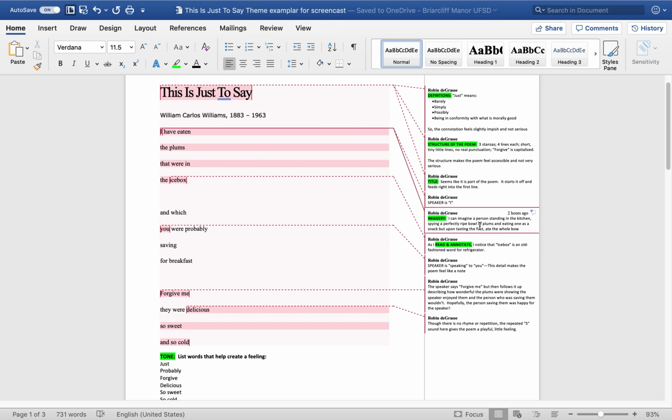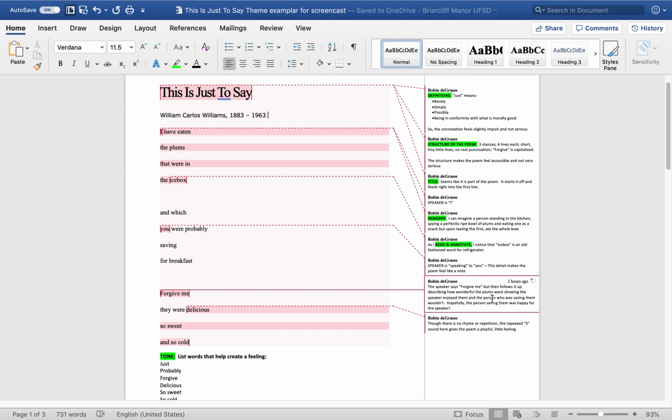We figured out that we could imagine a person standing in a kitchen, spying a perfectly ripe bowl of plums and eating one as a snack. But upon tasting the first, we could imagine the speaker eating the whole bowl of plums. We also noted that there is no rhyme or repetition, but there's a repeated S sound here. They were delicious, so sweet and so cold, which gave the poem a playful little feeling.